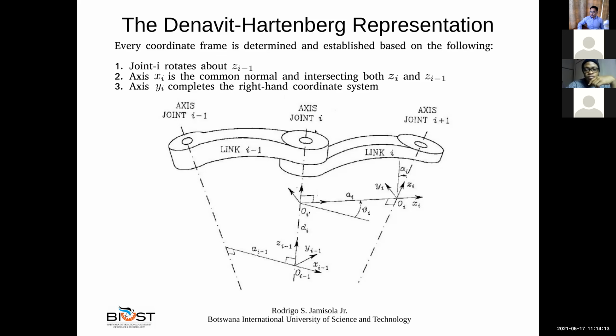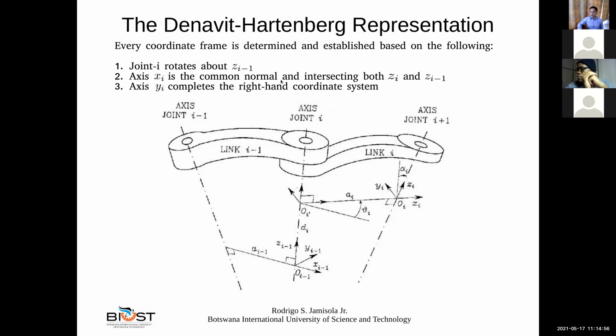So this joint I rotates about ZI minus 1, as I mentioned, and joint I plus 1 rotates about ZI, and joint I minus 1 rotates about ZI minus 2. So always the index of the joint rotates about the Z index minus 1. Okay, this is the normal DH convention. There's a modified DH convention where joint I rotates about ZI, but we won't discuss it in this class. In this class, we will just discuss the basic or the normal Denavit-Hartenberg representation, with joint I rotating about ZI minus 1.